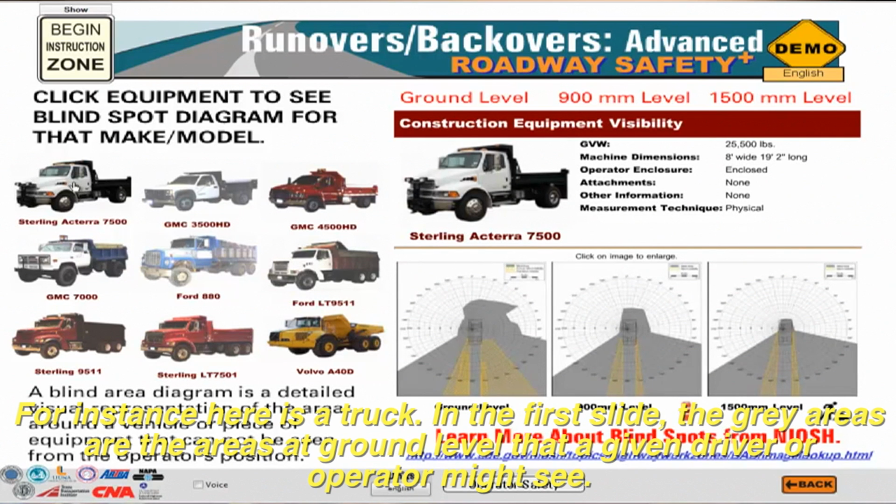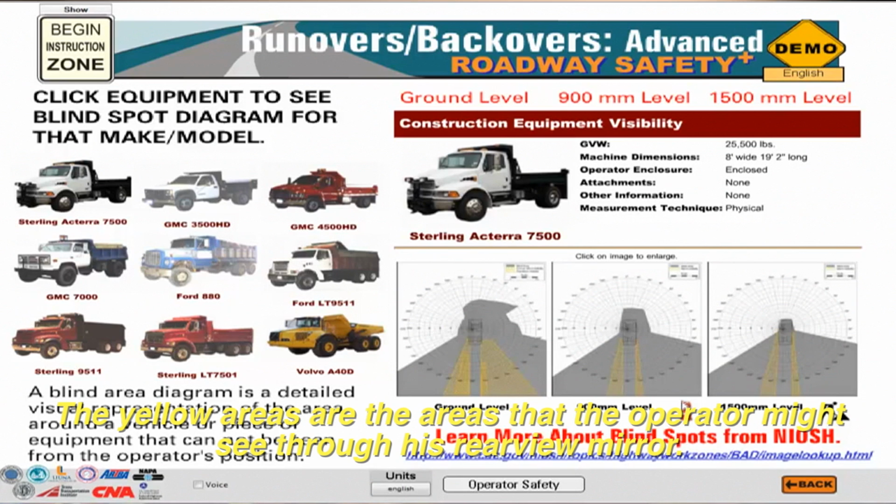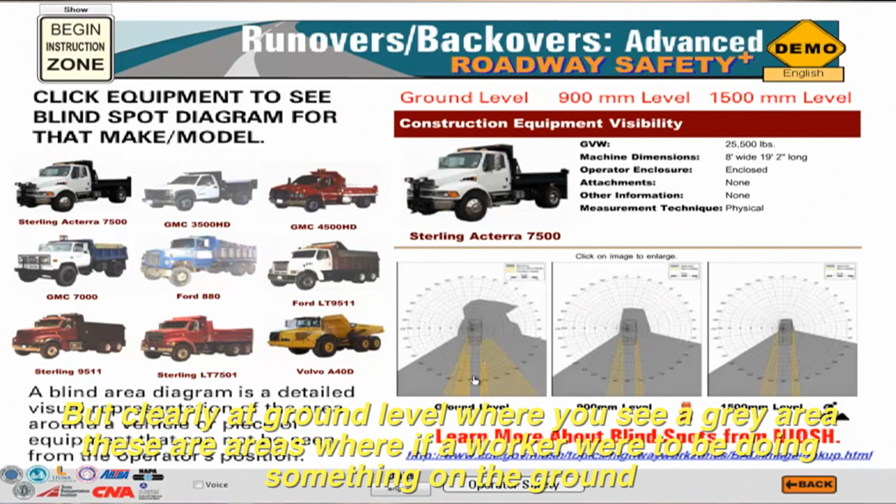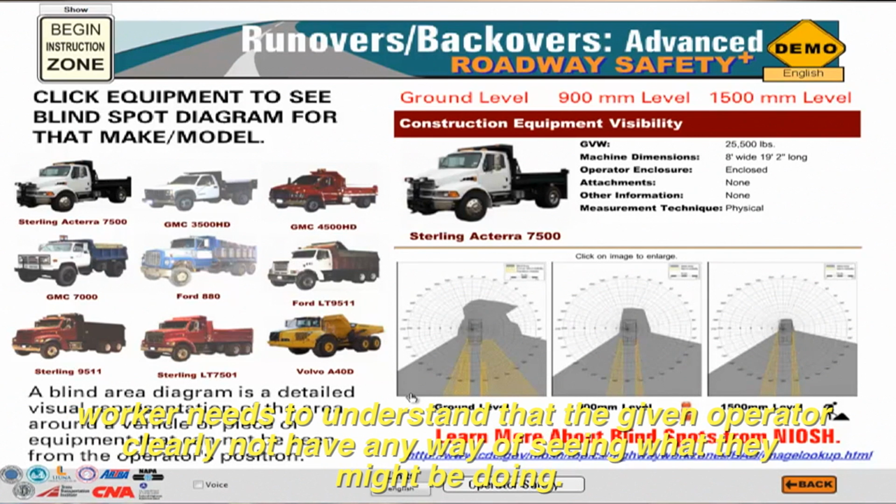For instance, here is a truck. In the first slide, the gray areas are the areas at ground level that the given driver or operator might see. The yellow areas are the areas that the operator might see through his rear view mirror. But clearly, at ground level, where you see a gray area, these are areas where if a worker were to be doing something on the ground, the worker needs to understand that the given operator would clearly not have any way of seeing what they might be doing.